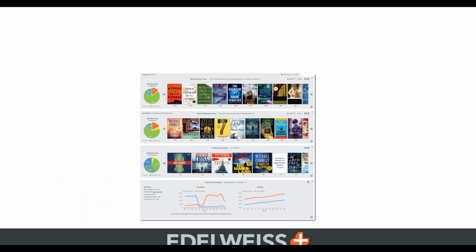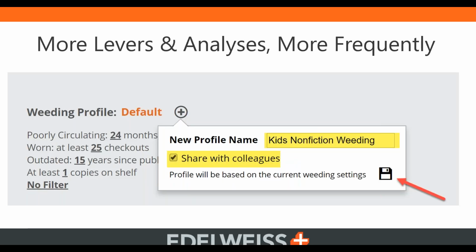You see this is the most popular titles. Most popular not yet released titles, and it's also doing a collection analysis. It also is giving you a historical overview of whether things are getting better or worse. And finally, everyone's favorite, you can also do more customized weeding.